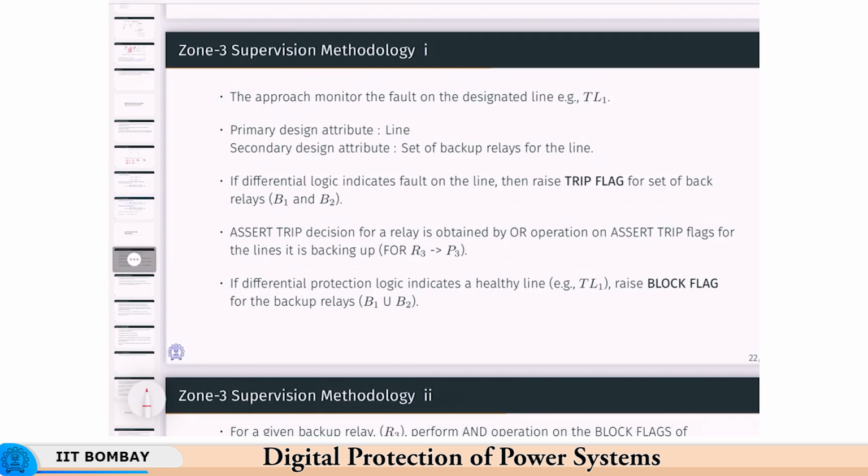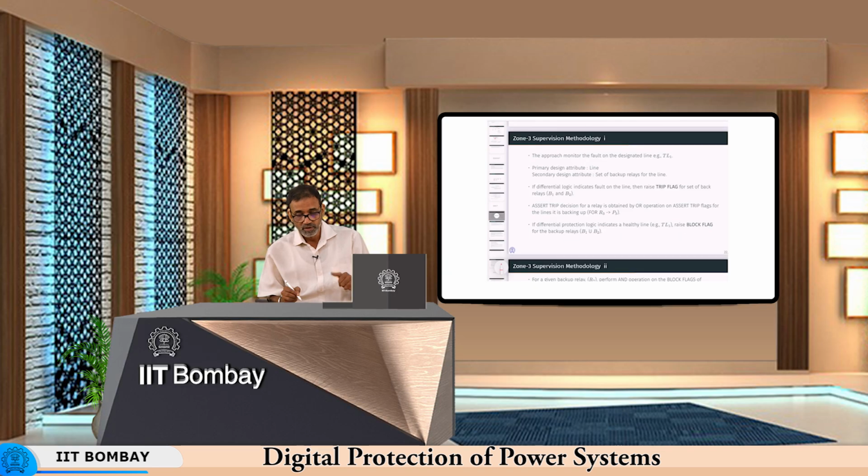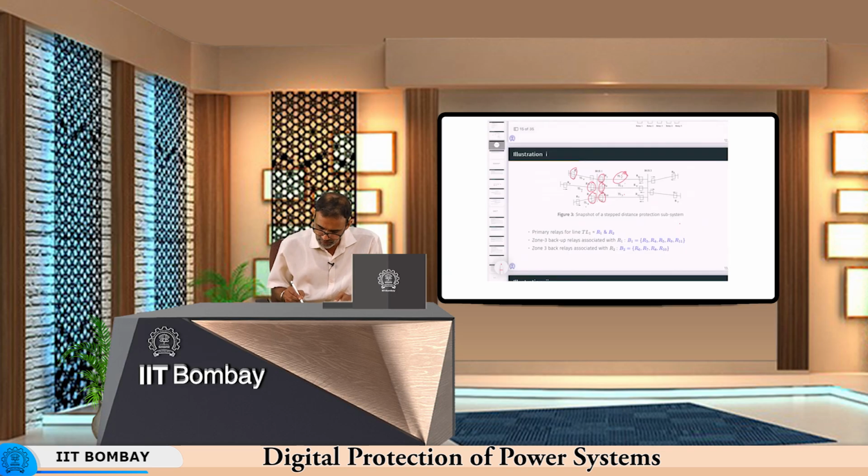If the line is indicated to be healthy, then the differential protection indicates a healthy line, and the block flag is raised for the union of those two. So, for the union of B1 and B2, for relays R3, R4, R5, R6, R7, R8, R9, R10, R11, for all the backup relays which are the backup to TL1, the tripping is blocked.